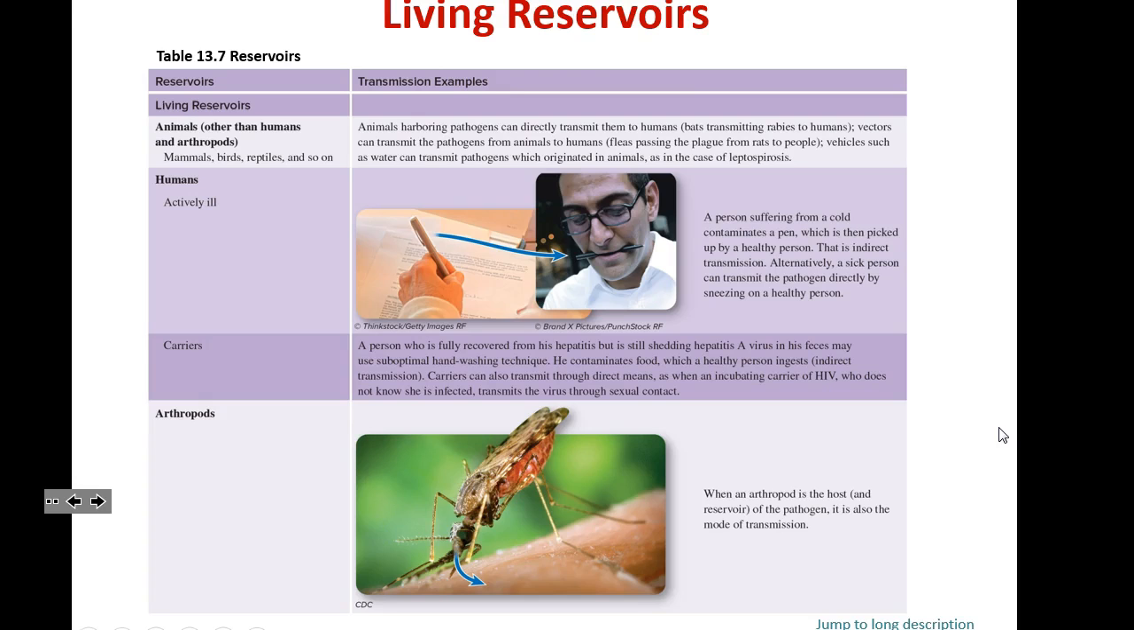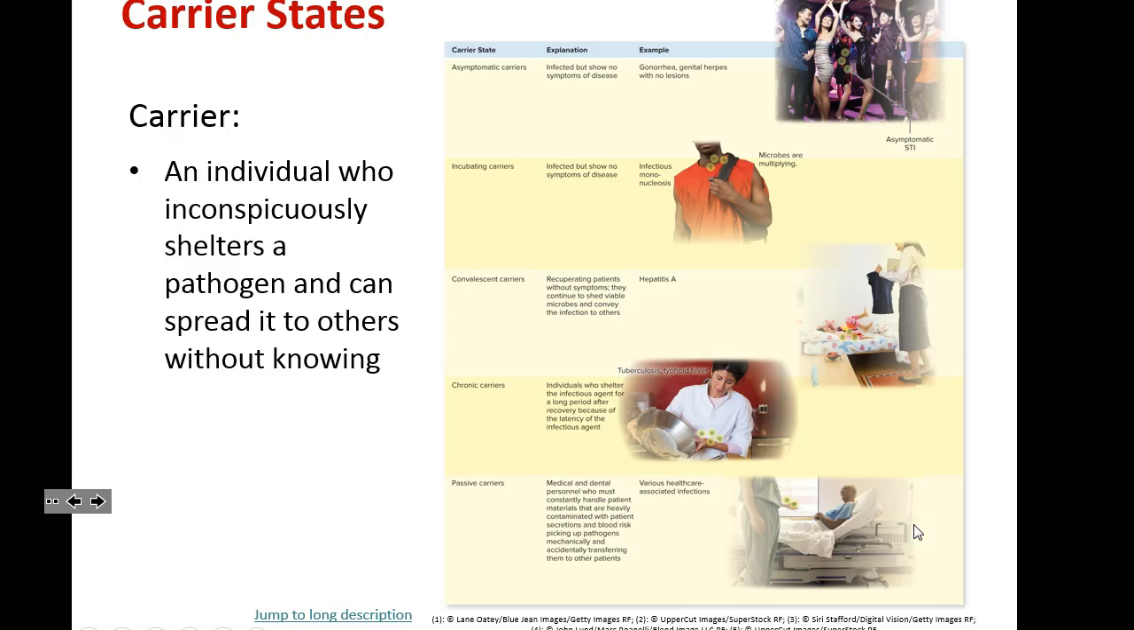Then we have arthropods. When an arthropod like this, what is this right here? The arthropod is the host and reservoir of the pathogen. It's also the mode of transmission. Carrier states. A carrier is an individual who inconspicuously shelters a pathogen and can spread it to others without knowing it.